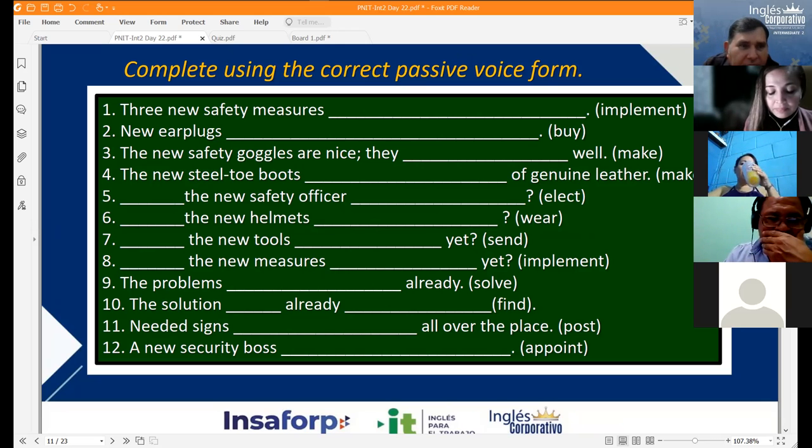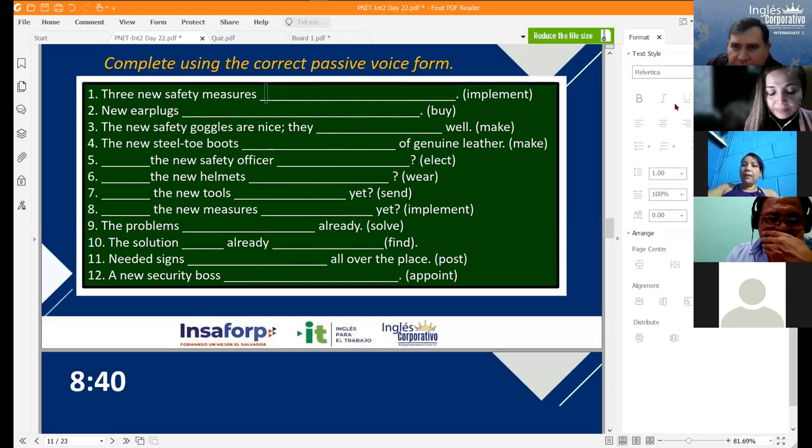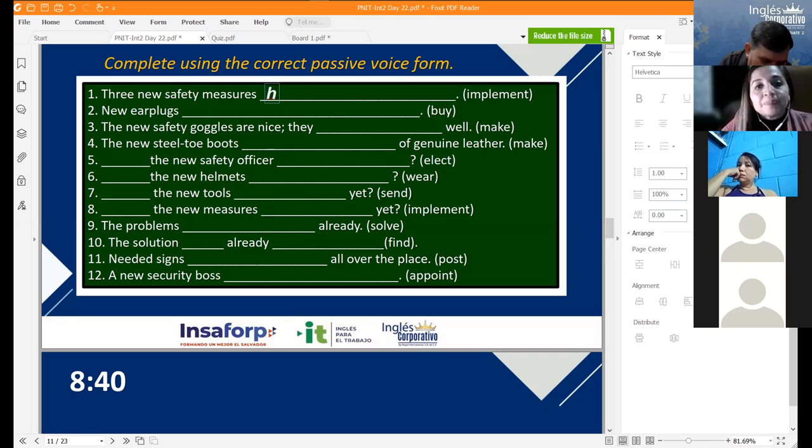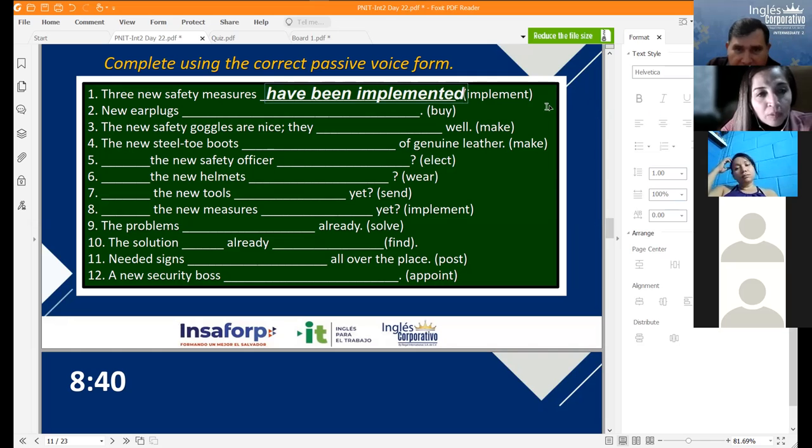So, three new safety measures, what do we say? Are being implemented. Yes, Rudy. Have been implemented. Implemented. Okay, fantastic. Thank you, Rudy.